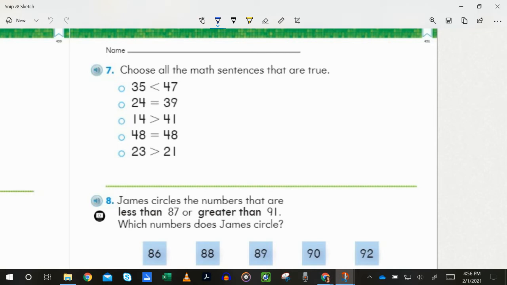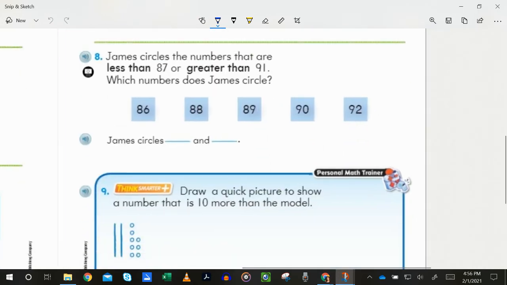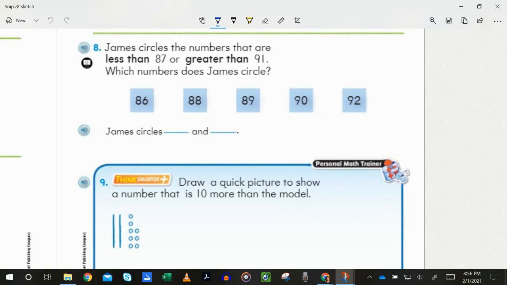Okay, if you need more time, go ahead and pause. We're going to go on to 8. It says James circles the numbers that are less than 87 or greater than 91. Which numbers does James circle? So think, where does 87 belong? And what would be less? Where does 91 belong? And what would be more? Those are the numbers you're looking for. You can write them down on these 2 lines.